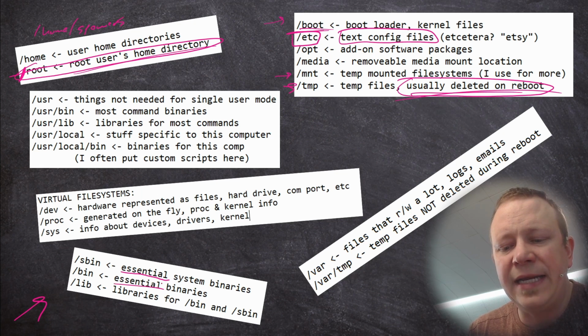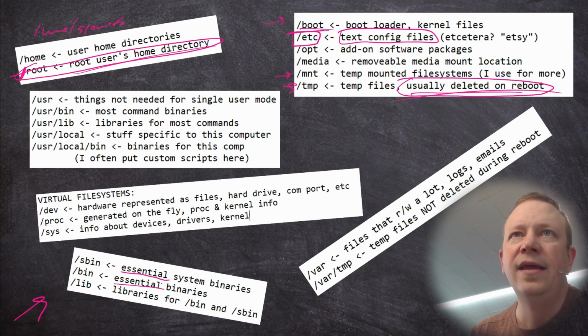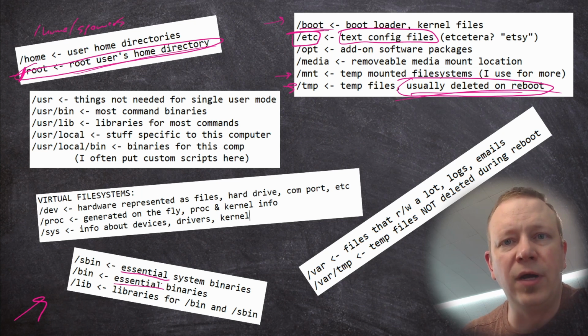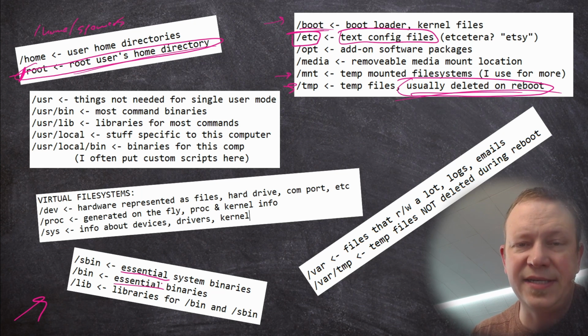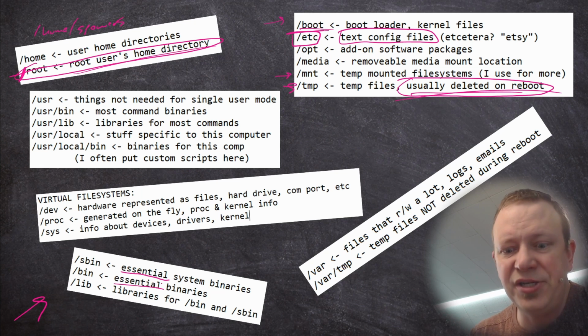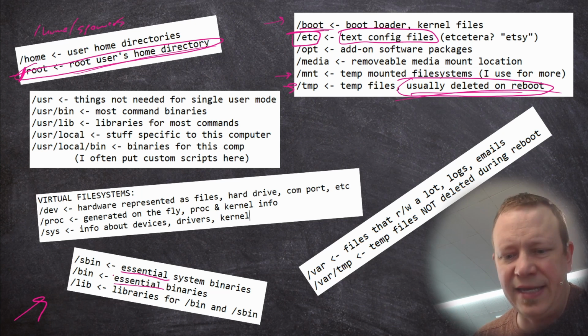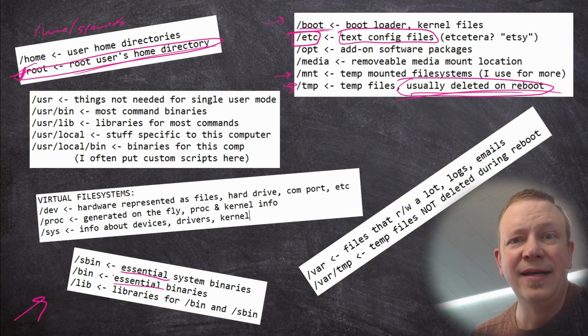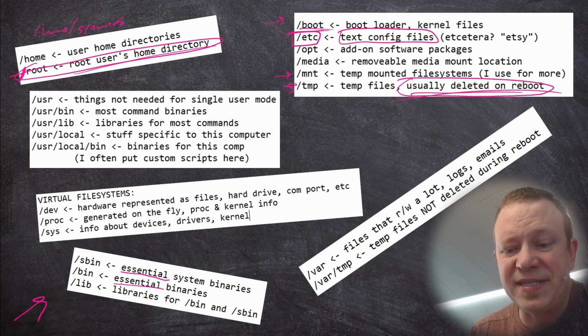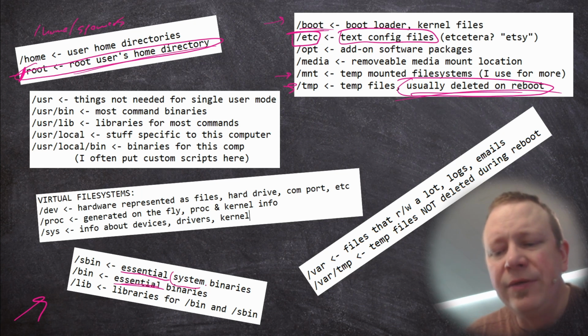And then essential binaries that aren't system specific, like if it doesn't necessarily have to be run as root, but it's essential in a single user mode situation, it's going to be in bin, like /bin/bash. The shell interpreter is in that folder because you're going to need that even in a single user mode system. So it's essential, but it's not only run by root, right? Other users can run stuff in the bin folder.